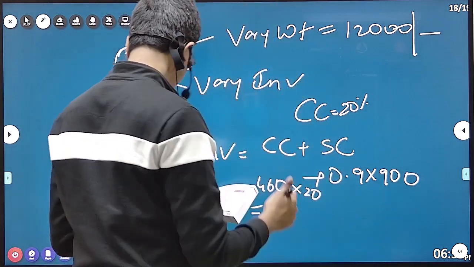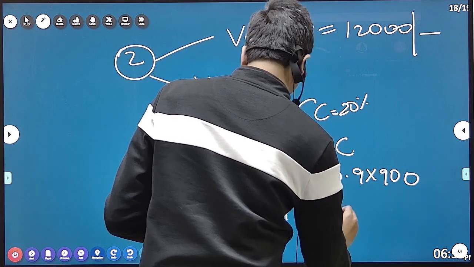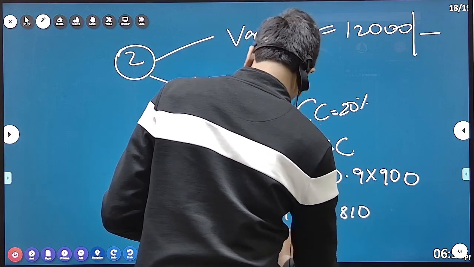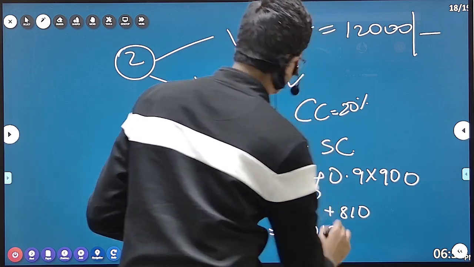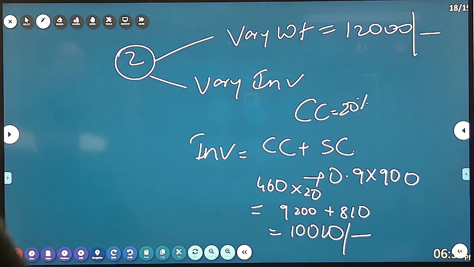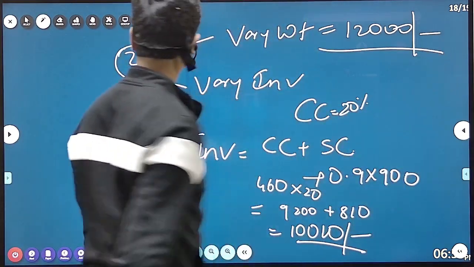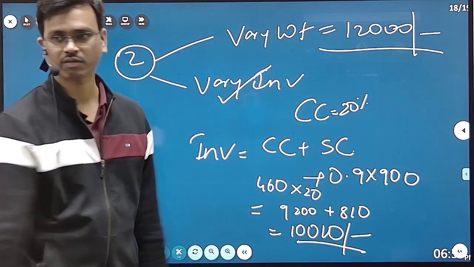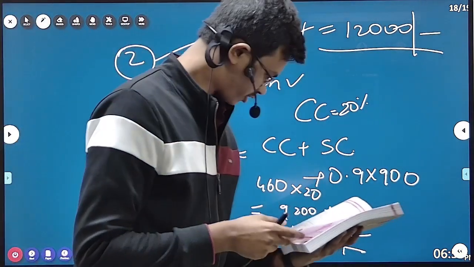So this comes out to 9,200 plus 810, that is 10,010 rupees. Okay, so in the varying inventory method, we have got 10,010 additional cost, and this is 12,000. So this plan is more feasible. Okay, yeah. Let us complete this problem. We will not stop it in between. So if it extends for 10 minutes, that should be fine, right?